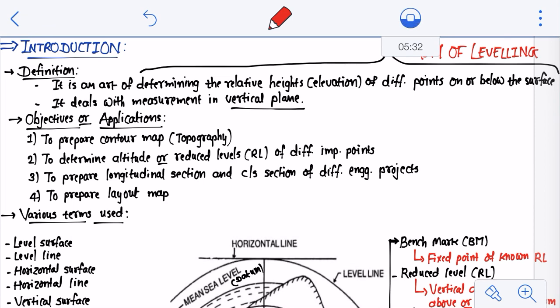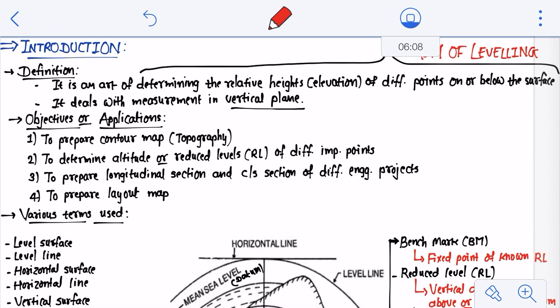So starting with the definition of leveling, it is defined as an art of determining relative heights or the elevations of different points. Now if you know the definition of surveying, it is something similar to this leveling. The definition of surveying says this is to determine the relative positions of different points on or below the surface, right? So if you want to determine positions of different points, you need to have certain measurements, and that's how you are working in the horizontal plane and vertical plane. So the vertical plane part is here to be discussed in leveling, right?